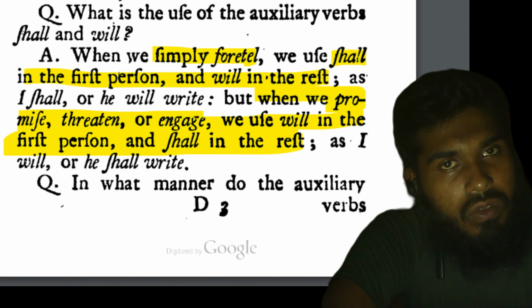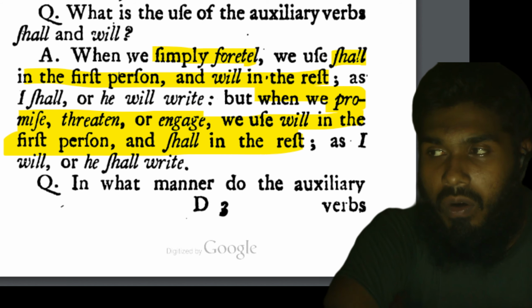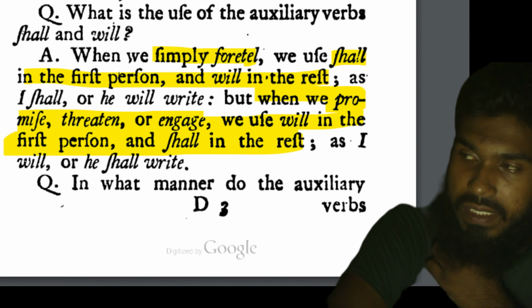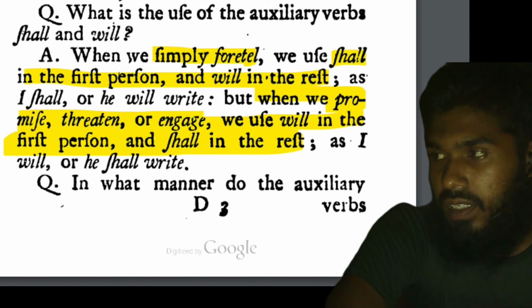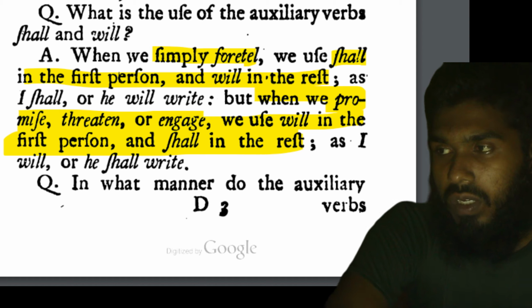So the 15th, use of shall and will. This is very important. We don't often find this classical explanation of when to use will and when to use shall. When we simply foretell, we use shall in the first person and will in the rest, as in "I shall" or "he will write." Now our number 15 example, which is the use of shall or will. It is very difficult to find the reason why we are using either shall or will, and when we should use each. It is not a common understanding that we basically have. Most of us really don't know when we should use shall and when we should use will.